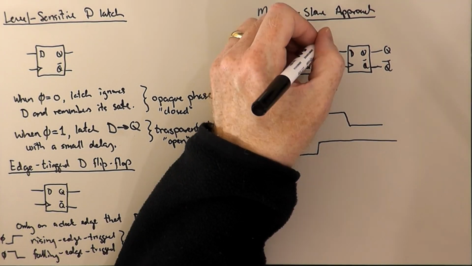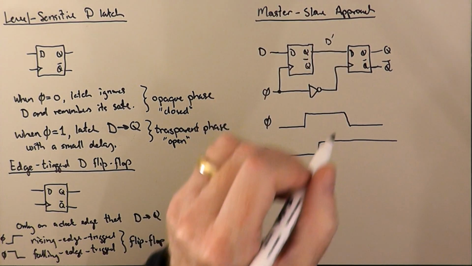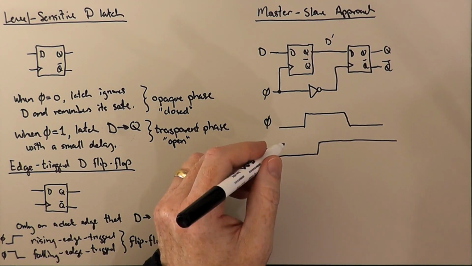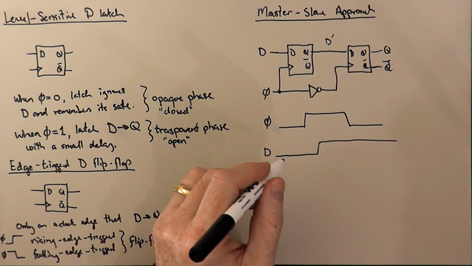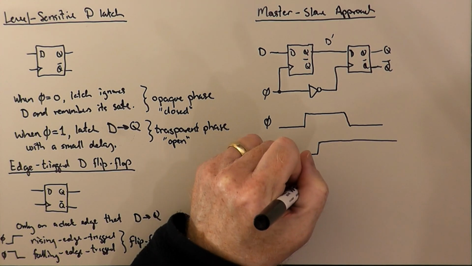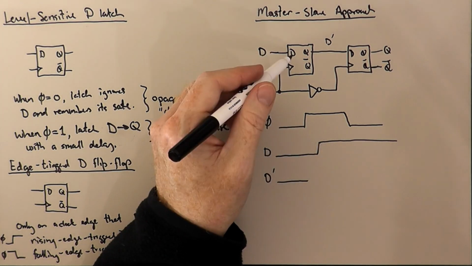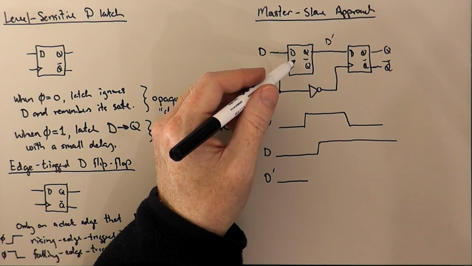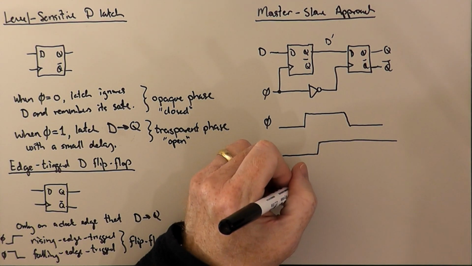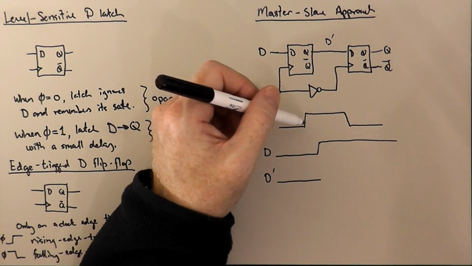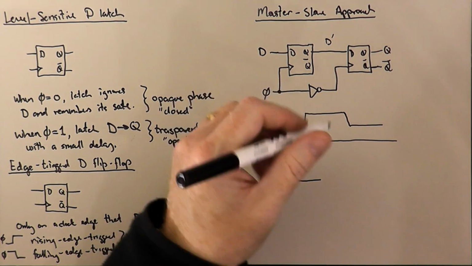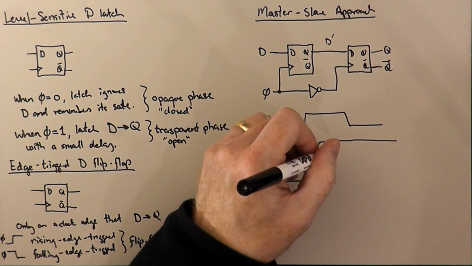Let's call this signal D prime. Well, D prime, we're not quite sure what it's doing because we don't know what the initial state is here. But let's assume that the initial state is low. So D prime is going to be low until D goes high. At this point, when D goes high, this first latch is now open and it's allowing data to go through it, and so this is going to go high.